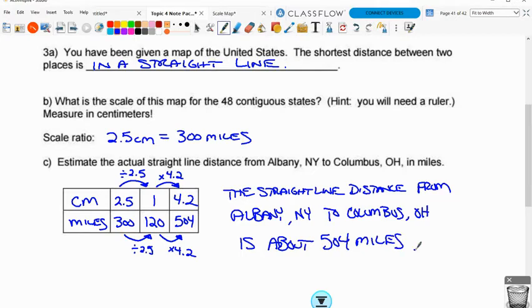miles. Okay, so once again, we started out with the scale ratio that said 2.5 centimeters on the map corresponds to 300 miles in actual distance. We scaled back to figure out how many miles 1 centimeter would be equal to. And then from 1 centimeter, we scaled ahead to the distance that we measured. We measured it was 4 2/10 centimeters between the two cities on the map. So then we multiplied 120 by 4 2/10, and that gave us that distance of about 504 miles.